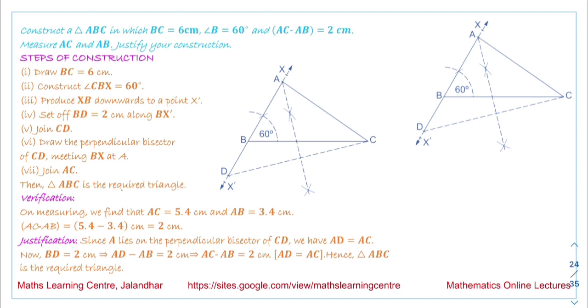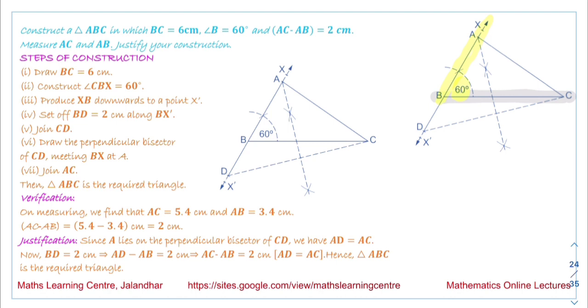To draw this, we will start again by drawing the line BC, whose length is 6 centimeters. This is the line BC we are drawing. Its length is 6 centimeters. Then we will construct an angle CBX at an angle of 60 degrees. We will draw this angle over here. It is at an angle of 60 degrees.